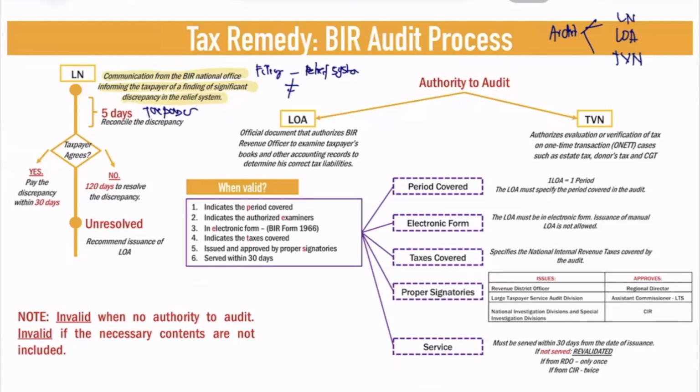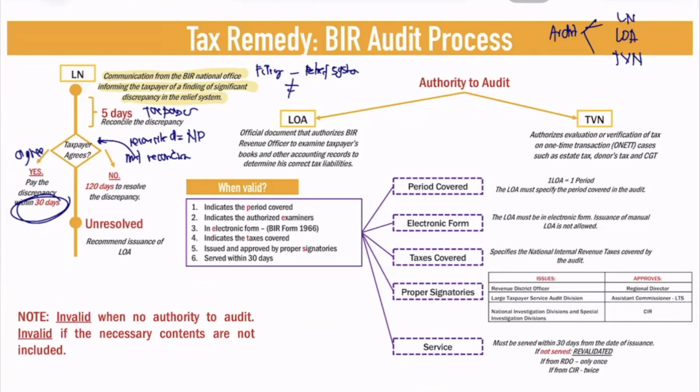But what if it is not reconciled? If reconciled, no problem. Not reconciled, then you either agree or disagree. If you agree with the discrepancy, you need to pay within 30 days. But if you do not agree with the discrepancy, the BIR and the taxpayer are given 120 days to resolve that discrepancy, particularly, of course, the taxpayer. Now, what if it is still unresolved?